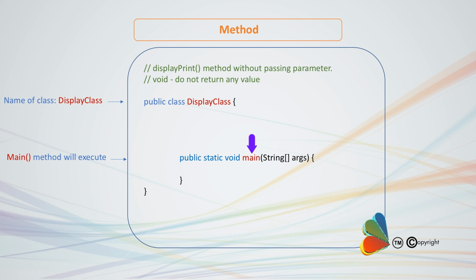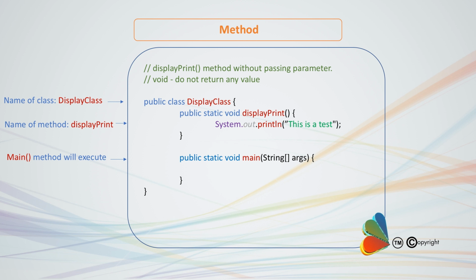And under the class we have the main method. The name of the method is display print. Under the body of the method we have a print statement: This is a test. Under the main method we are calling the display print method. The print statement inside of the method gets executed.